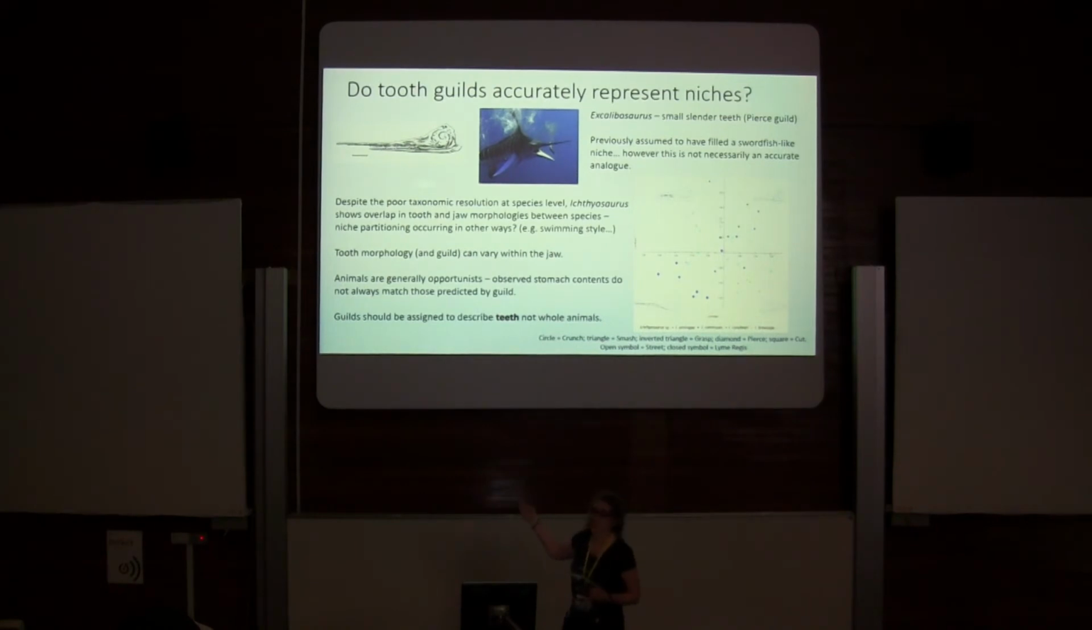Whereas in Excalibosaurus and its relative Eurhinosaurus, the snout is circular to the tip. And this is unique in all organisms which have developed an extended overbite. No others have teeth all the way to the tip and this sort of cross-section morphology. So it's likely it was probably doing something completely different. And finally, despite the poor taxonomic resolution of particularly Ichthyosaurus, there is a lot of overlap in the guilds represented between different species, which suggests that they might have been partitioning niches in different ways.